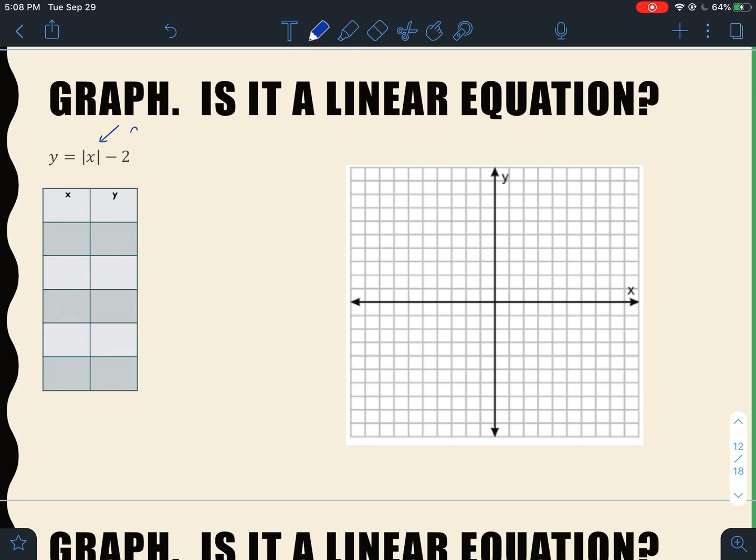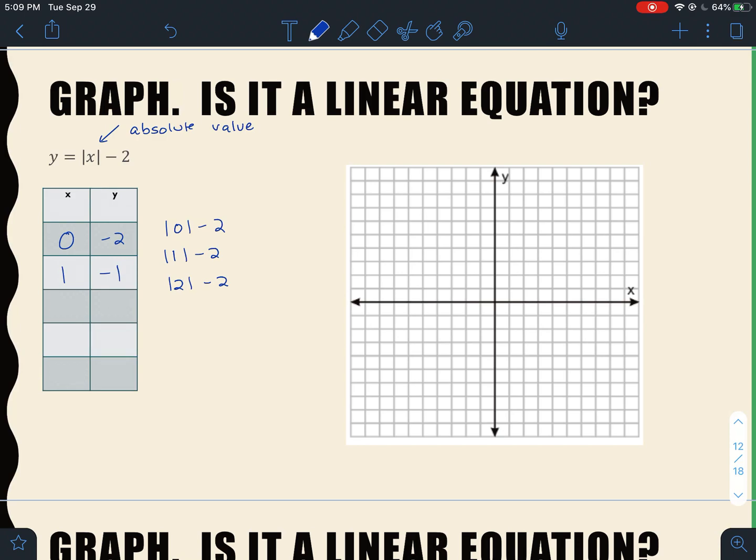So graph, is it a linear equation? So remember when you see those bars, that's absolute value. So what does it look like when we graph absolute value? Again, we can pick anything we want to for the x. So let's do 0. What's the absolute value of 0 minus 2? Well, it's -2. Let's plug in 1. What's the absolute value of 1 minus 2? That's -1. What if we plugged in 2?